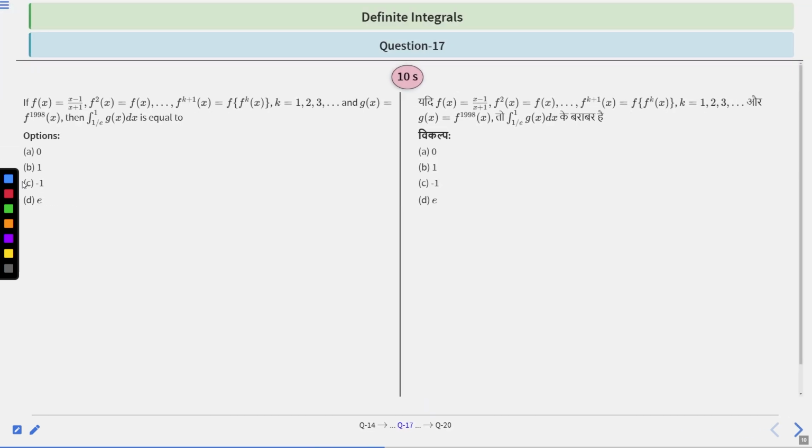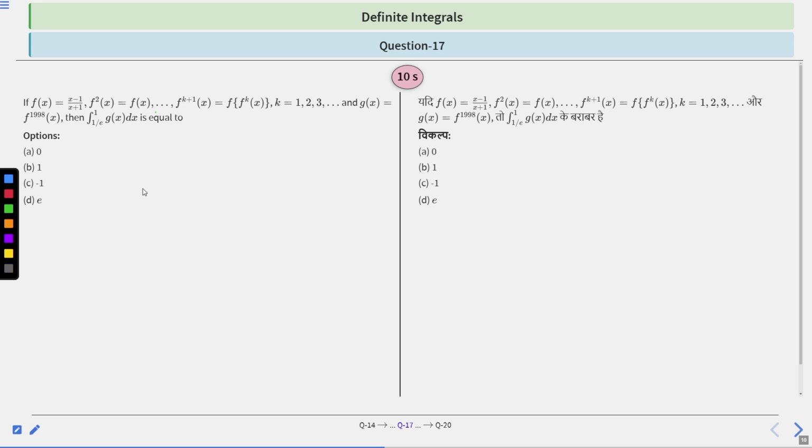Question number 17, which says: if f(x) is equal to (x − 1)/(x + 1), and f²(x) is equal to f(f(x)), and f^(k+1)(x) is equal to f(f^k(x)) for k belonging to the natural numbers 1, 2, 3, and g(x) is equal to f^1998(x), then we have to find the integral from 1/e to 1 of g(x) dx. How can we find this integral?